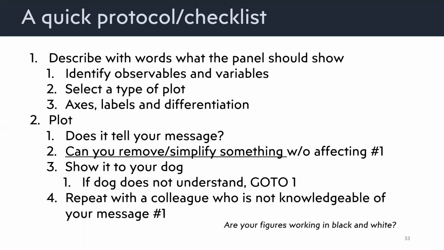So a quick protocol checklist for your figures. I would start by describing with words what the panel that you are making should show, and even write it down. Identify what is the observable and what is the variable, then select a type of plot. Be sure that you use the axes and labels properly to maximize differentiation, and then plot your data. Then revise the plot. Does the plot tell your message?